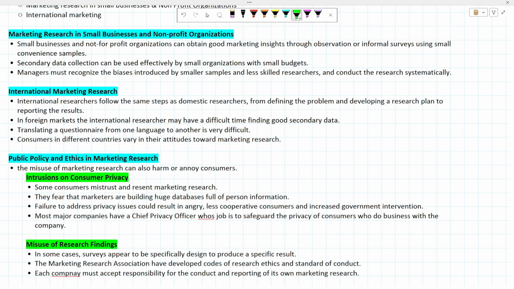Translating a questionnaire from one language to another is also difficult. Consumers in different countries vary in their attitudes towards marketing research. As compared to here, maybe somewhere in Europe they are really against it and they find marketing research a lot more annoying and intrusive to their own personal space. So you just have to watch out with that.